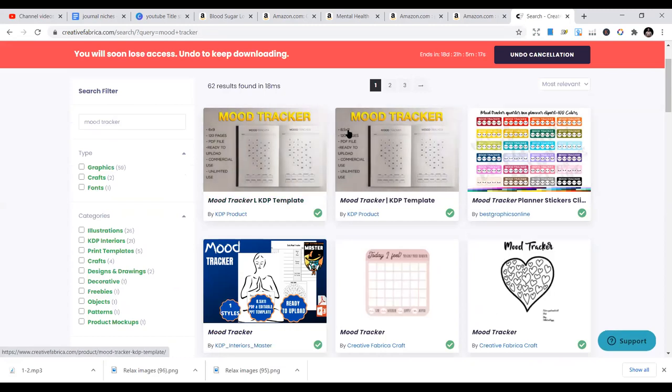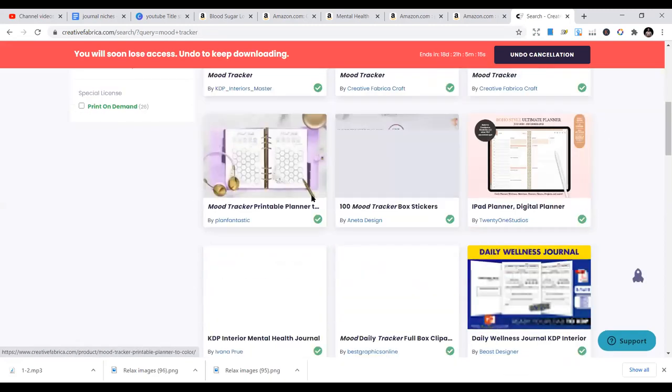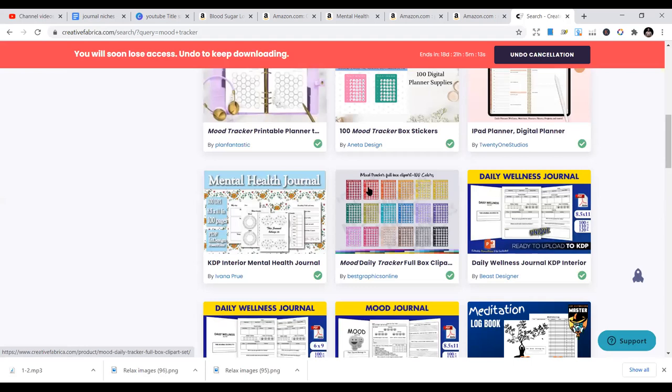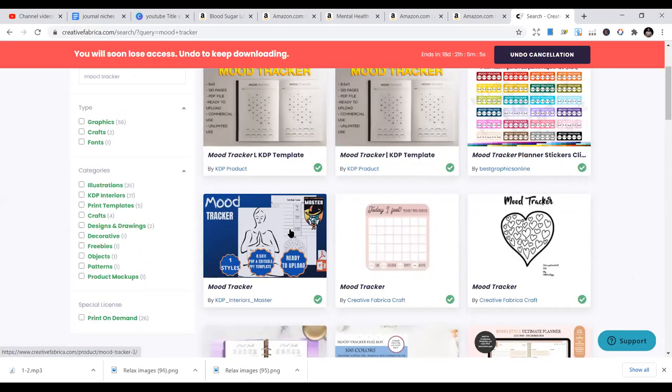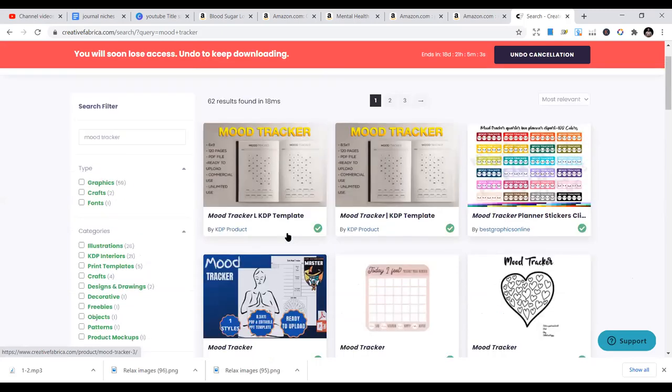You can see mood trackers, mental health. They have them here pre-made. So you can see mental health journal. It's already made. You just need to either subscribe for the monthly subscription, or you can just buy it.